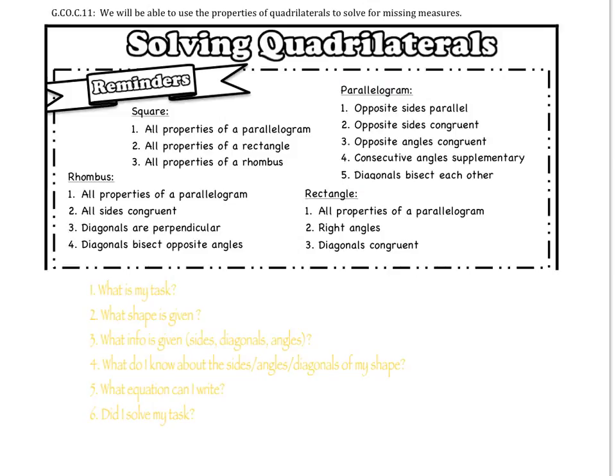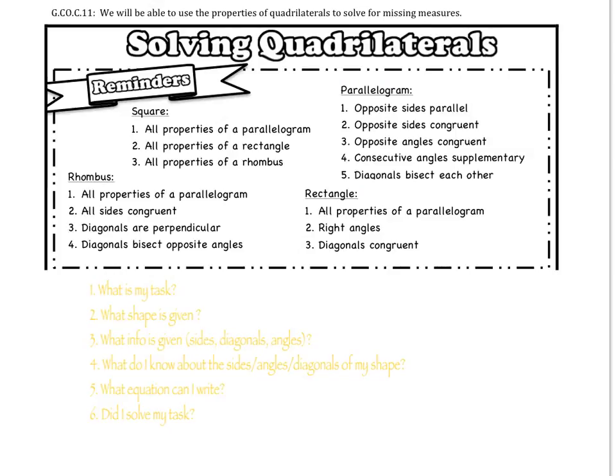Here are some guiding questions if you need some help thinking through these processes. This is what I go through when I solve these. I start with, what's my task? What's it asking me to do? What shape is given? So is it a square? Is it a parallelogram? Then what info is given? So when I look at the diagram or when I look at the words, what information is given? Are we talking about sides, diagonals, or angles?